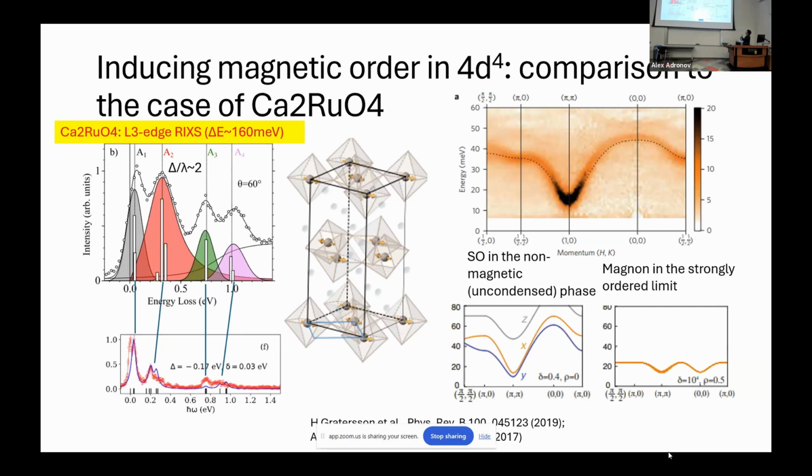So I would like to also show this really nice inelastic neutron scattering data from calcium ruthenate, which highlights that the magnetic order here is not conventional. If you look at this dispersion, in particular at two points, the pi-pi point and the 0, 0 point, you can see that it's minimized at pi-pi and maximized at 0, 0.